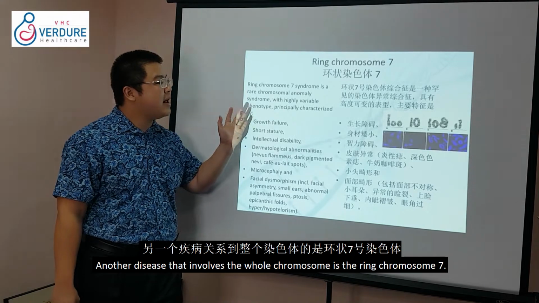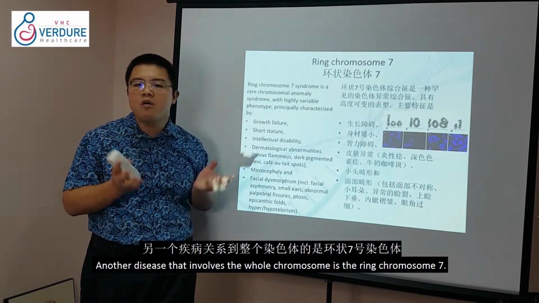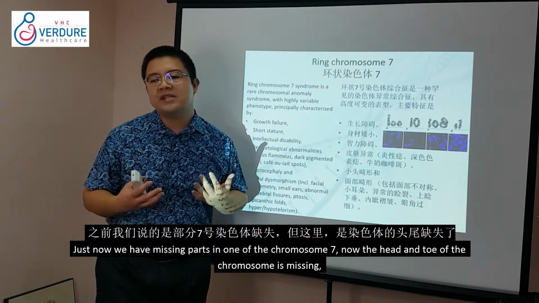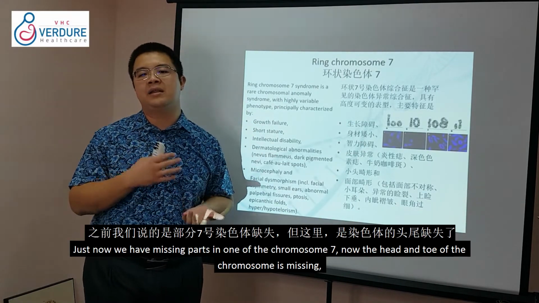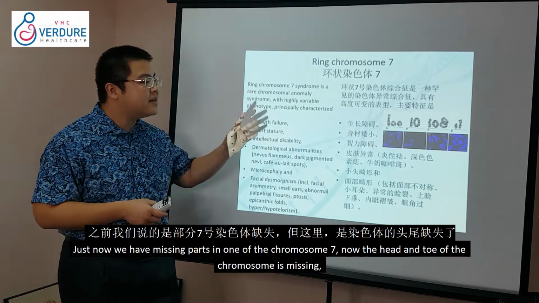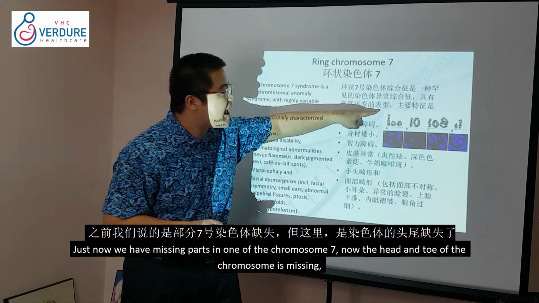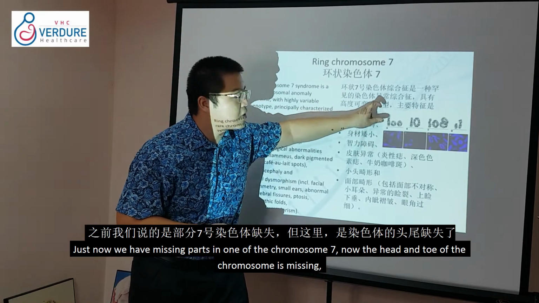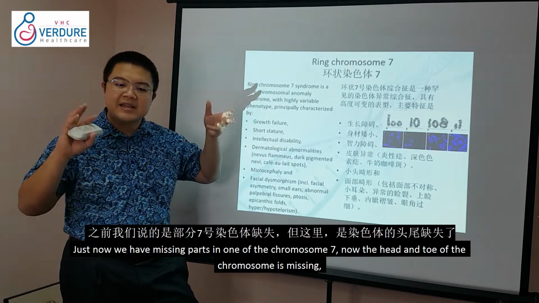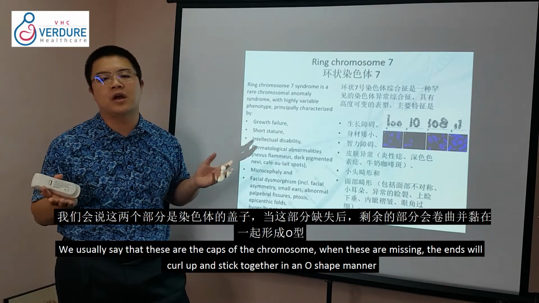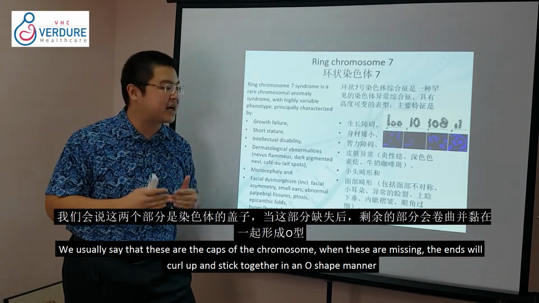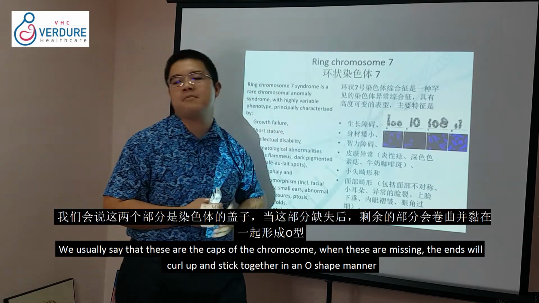Another disease that involves the whole chromosome is the ring chromosome 7. So just now we had missing parts in one of the chromosome 7. But now the head and the toe of chromosome 7 have been missing, which is why we usually say these are the caps of the chromosome. When they have been missing, the chromosome will be curled up and stuck together in an O-shaped manner.